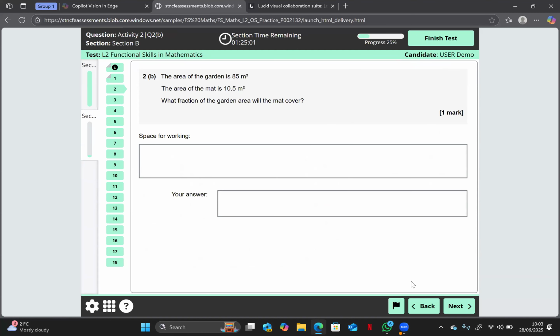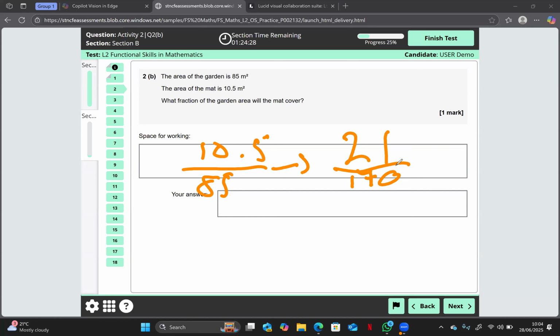The area of the garden is 85 square meters. The area of the mat is 10.5 square meters. What fraction of the garden area will the mat cover? So in essence, it would be 10.5 over 85, but we know we can't have decimals in fractions, so we can multiply both by 2, which would be 21 over 170. So that is the fraction.